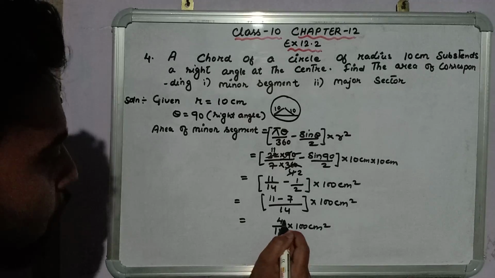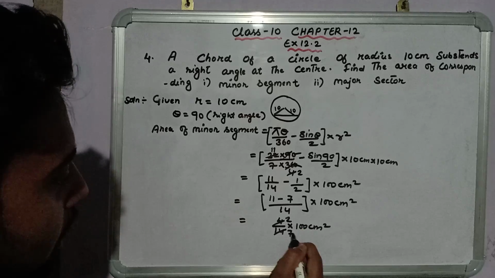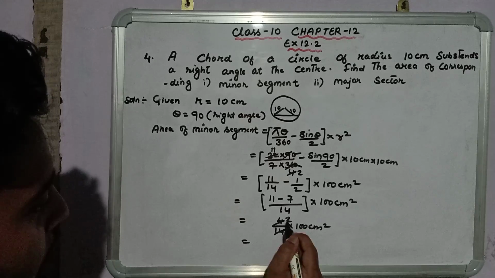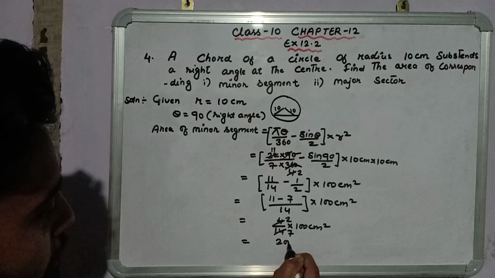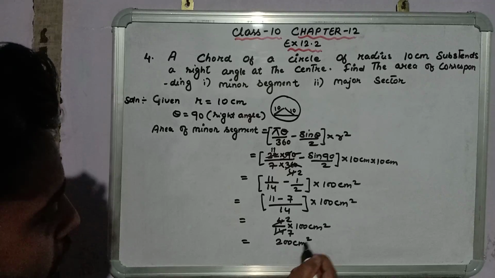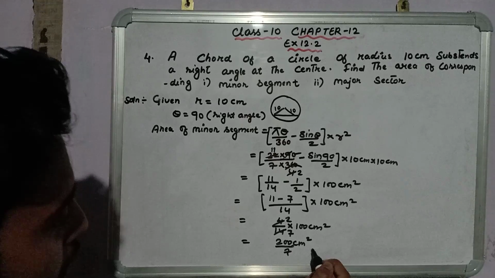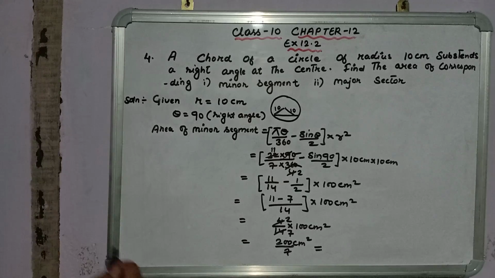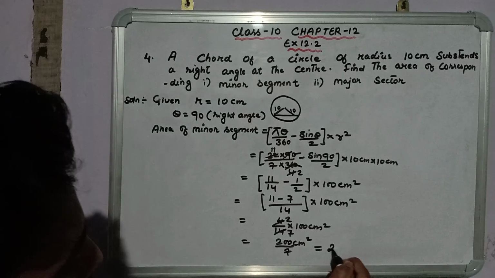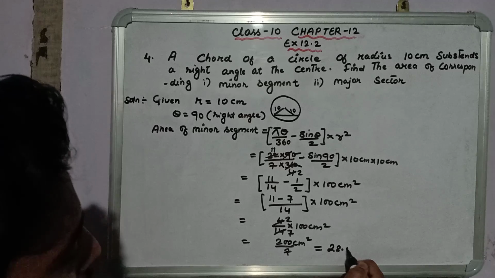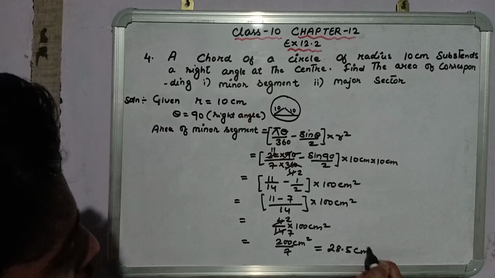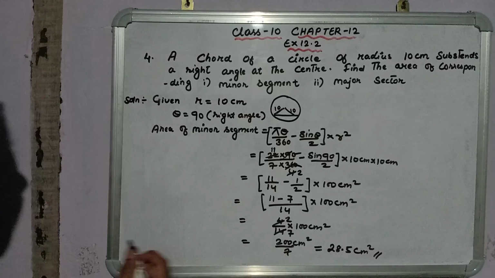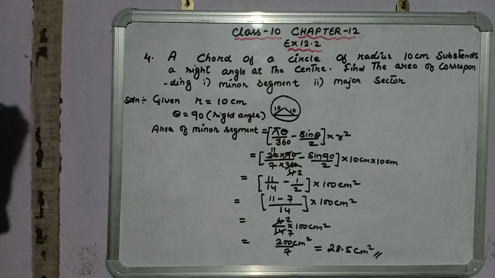So we'll be cancelling out, 2 2 ja, 2 7 ja. So what are we left with? 2 into 100. So 2 into 100 it will be 200 centimeter square by 7. So if we divide it by 7, we will be getting 28.5 centimeter square. So this is our answer for area of minor segment.